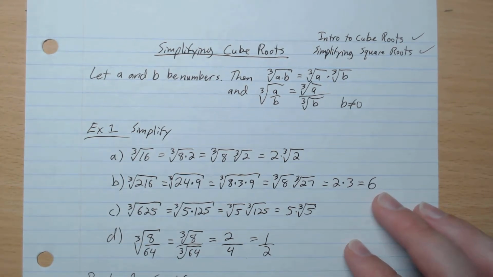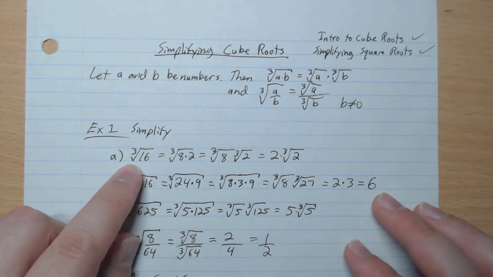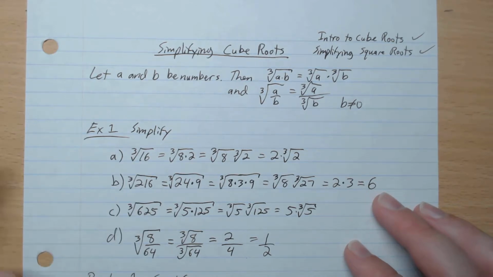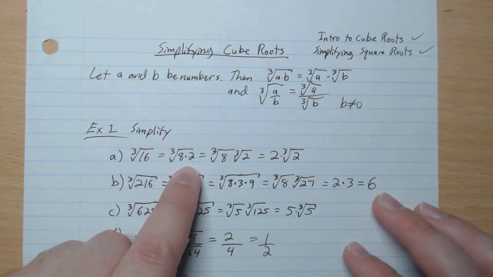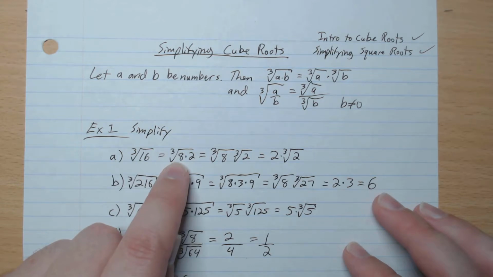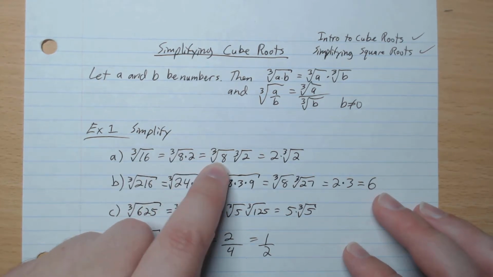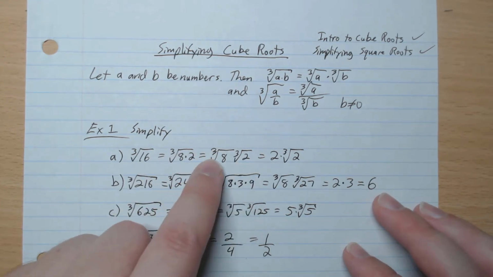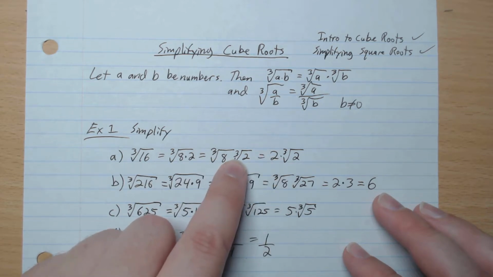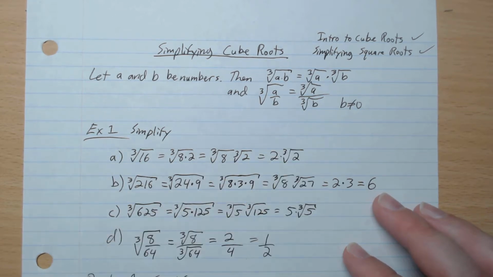So example 1, A, cube root 16. We want to think in cubes now, not squares. When it was square roots, you think in squares. Cube roots, you want to think in cubes. So we're going to divide that here as 8 times 2, because 8 is a cube. So if we take the cube root of 8 times the cube root of 2, cube root of 8 is 2, and then the cube root of 2 stays there as such.